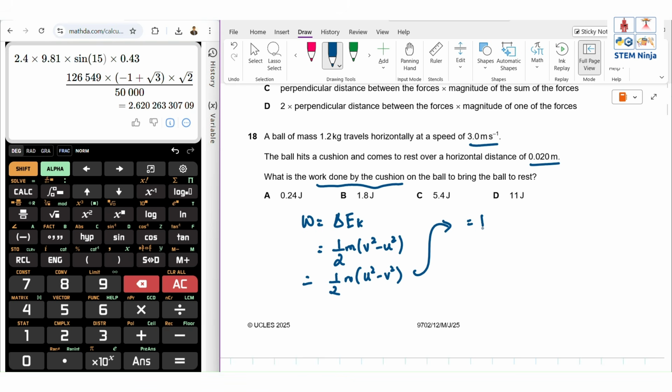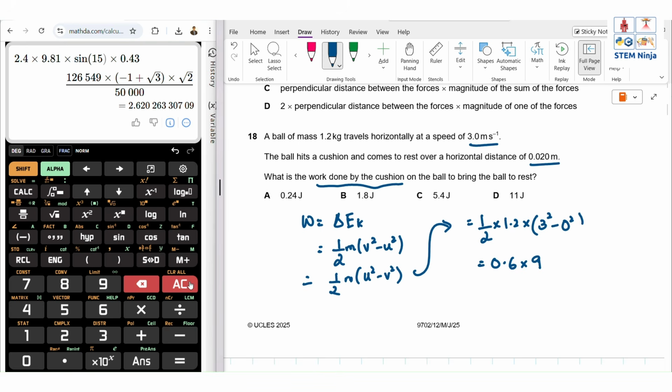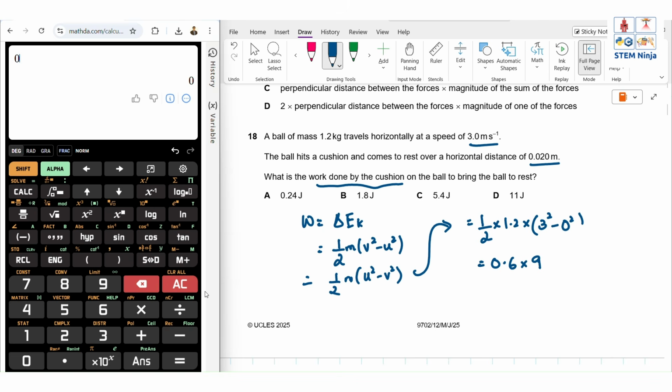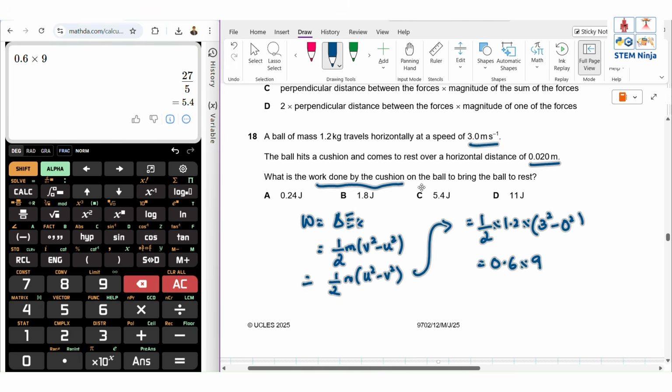So half, mass is 1.2, speed was 3 squared minus 0 squared, so this is 1.2 divided by 2 is 0.6 times by 9, so I think this would be 5.4, but let's not trust me. 5.4, so 18 is C.